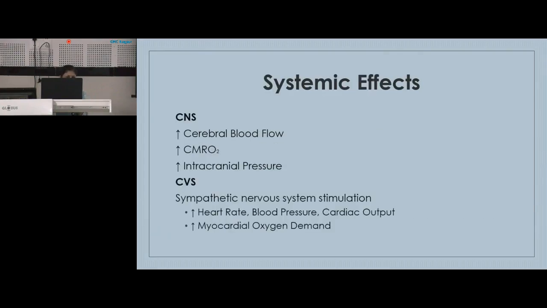Systemic effects. On CNS, it causes increase in cerebral blood flow, increase in cerebral metabolic oxygen demand, and increase in intracranial pressure. So it should not be given to patients who have known epilepsy. Then CVS: it causes sympathetic nervous system stimulation, like increase in heart rate, blood pressure, cardiac output, and increase in myocardial oxygen demand. So caution should be taken when using in IHD patients. But it is a good inducing agent for patients who are hemodynamically unstable.